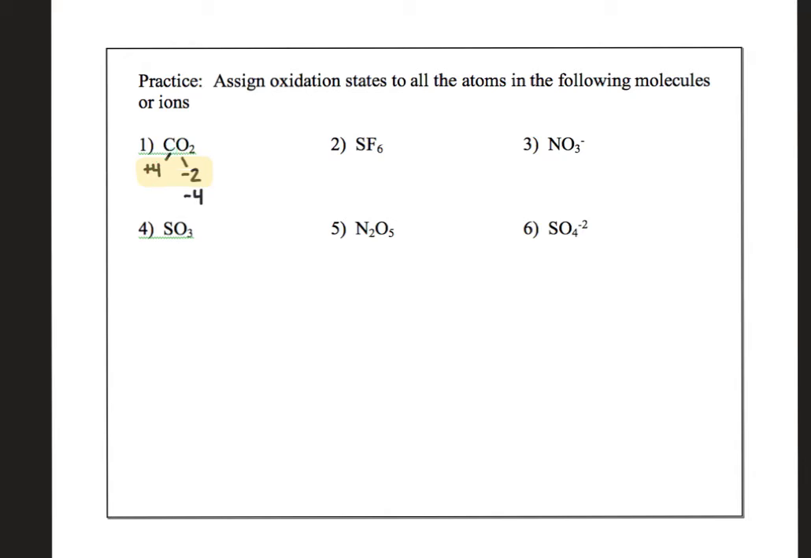Let's check out this guy, SF6. Well, we know fluorine is going to be a -1, and there's 6 of those, so that's contributing -6. There's only one sulfur, so that sulfur, in order to make the chemical neutral, must have an oxidation state of +6. So my oxidation numbers are sulfur is +6 and fluorine is -1.